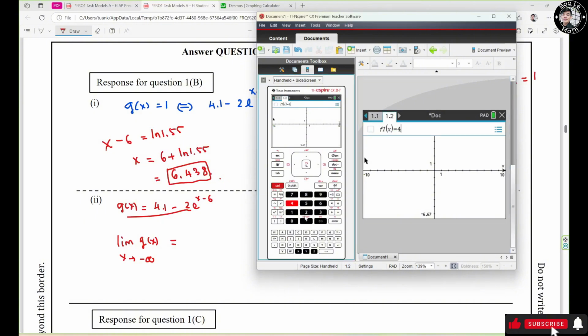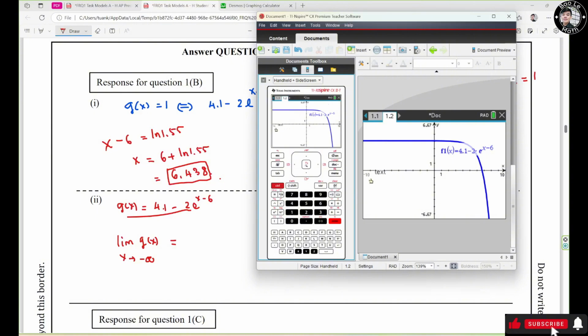Alright, it's going to be 4.1 minus 2 times e to the s minus 6, and we hit enter. It's going to be like this. And you see that this is actually the transformation of the function e to the s, right? You shift up 4.1 units, so the horizontal line right here is 4.1. Asymptote is y equals 4.1, right?